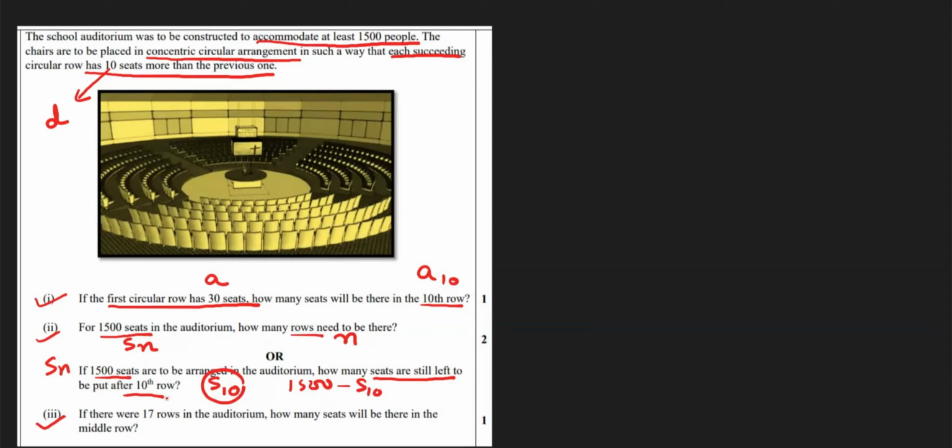The last question, if there were 17 rows in the auditorium, that means n is 17. How many seats will be there in the middle row? So we should know that if the number of terms is odd, then the middlemost term is (n plus 1) by 2. That means (17 plus 1) by 2, 18 by 2. So 18 by 2 means the ninth row. So we have to tell how many seats are there in the ninth row, means we should find a9.